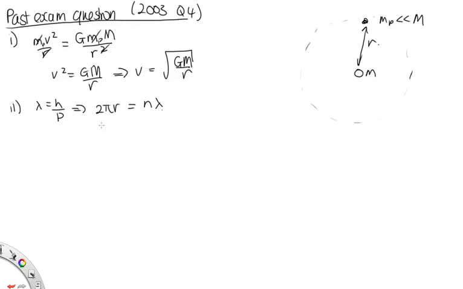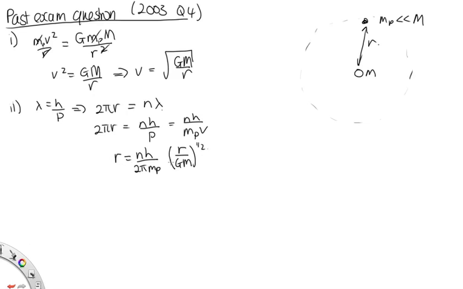So we've got 2 pi r is equal to n h on p, which is equal to nh over the mass of the proton times the velocity of the proton. Now what we're trying to do is get the radius, so we can write the radius is equal to nh on 2 pi m_p, and then we've got this 1 on v. So we can write the 1 on v as r over GM to the 1/2. Okay, so we've got the square root of r here, and we've got r here.